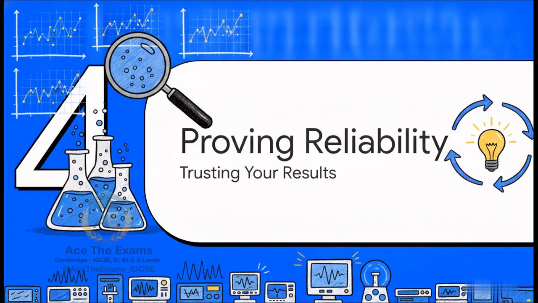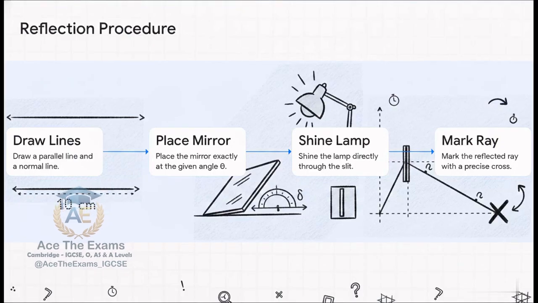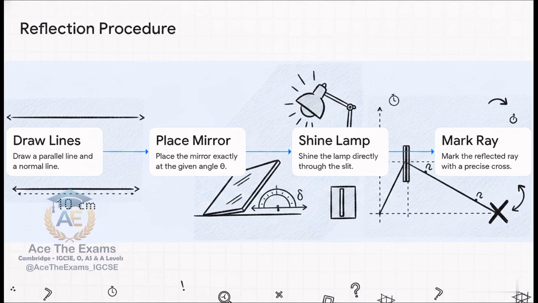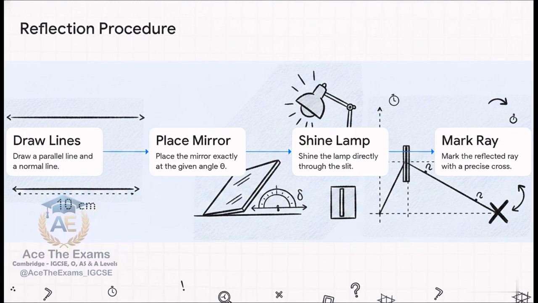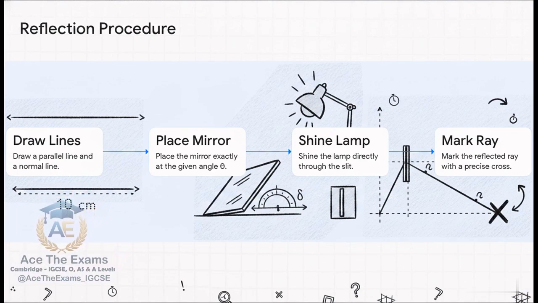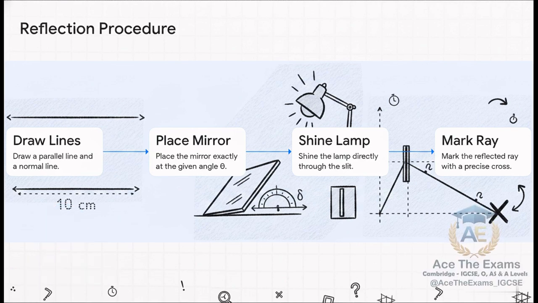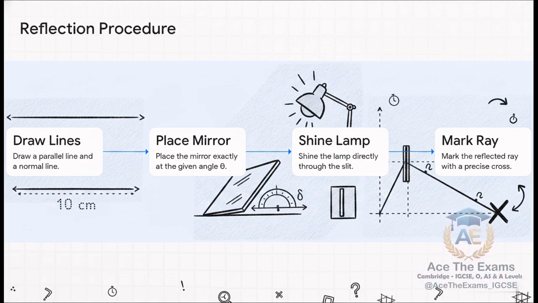Finally, we've arrived at Section 4, Proving Reliability, or, in other words, trusting your results. Look, anyone can run an experiment once, get some numbers, and call it a day. But verifying that your data isn't just a random fluke, that is what separates amateur work from rigorous, top-tier science.